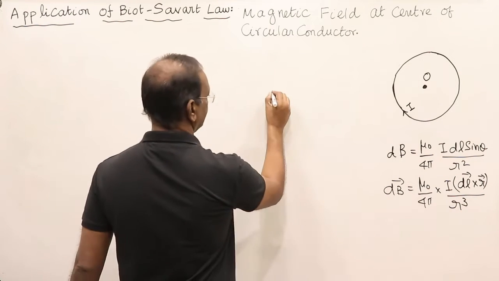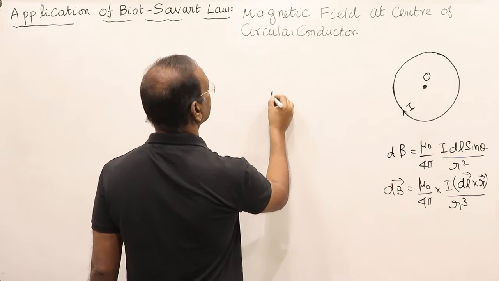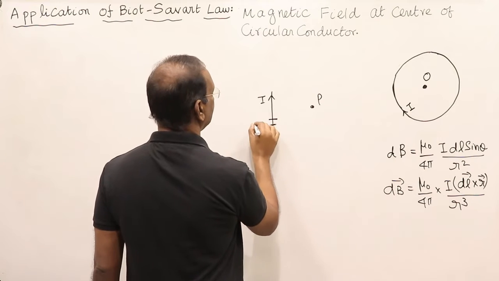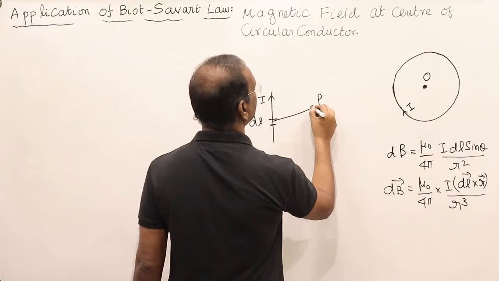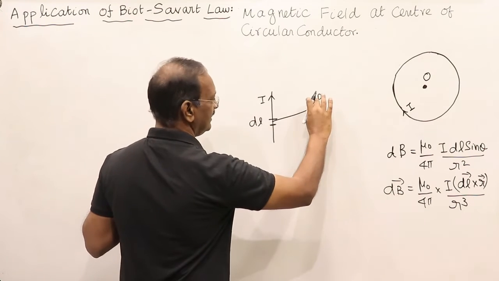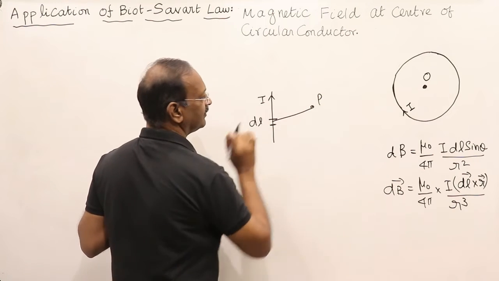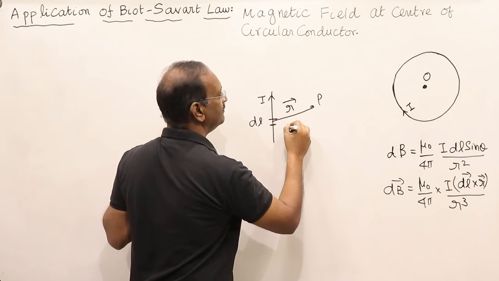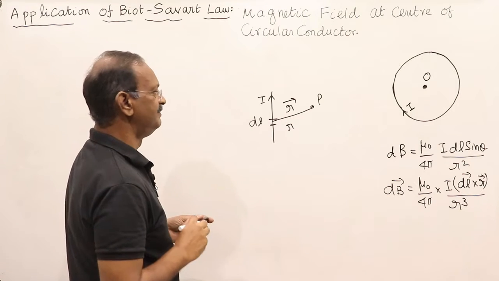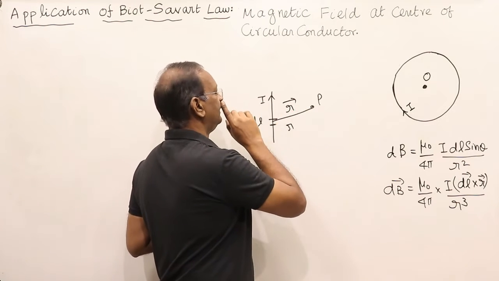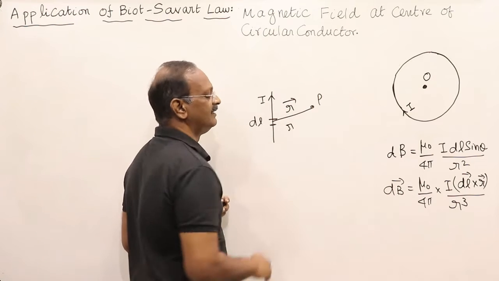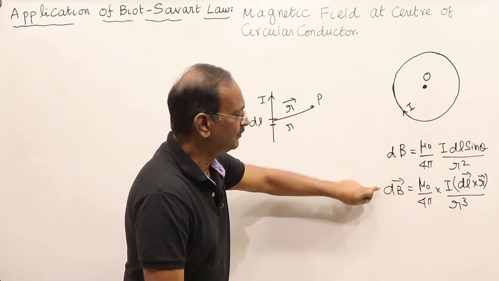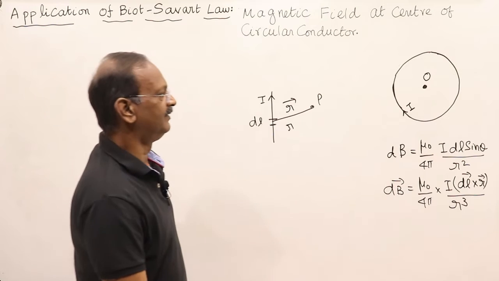Suppose there is a current element, like this, current is flowing in a conductor. The distance between this current element and the point at which we are interested to find out the magnetic field is denoted by r vector, or in magnitude it is r. R is basically the distance between the current element and the point at which we are interested to find out. This is the magnitude form of Biot Savart law. This is the vector form of it.